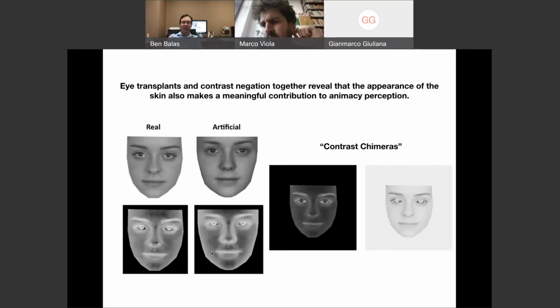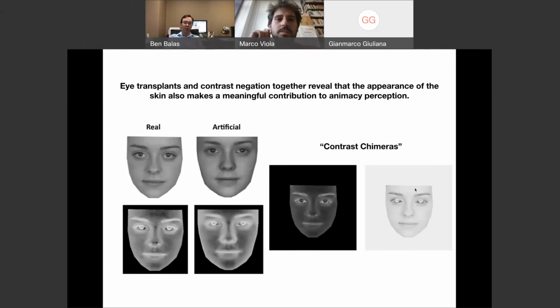But the further trick we play is again with our eye transplants and creating these images that are called contrast chimeras, where we have photonegative skin but positive eyes dropped in, or the opposite, negative eyes dropped into positive facial features. I don't want to drown you in data here, but the punchline of this story is that the skin also does turn out to play a very important role in determining whether you label a face as artificial or real. So while Looser and Wheatley made this case that really the eyes carried most of the information about whether a face looked real or not, we found in a couple different studies that really it's many different parts of the face that carry that useful information.